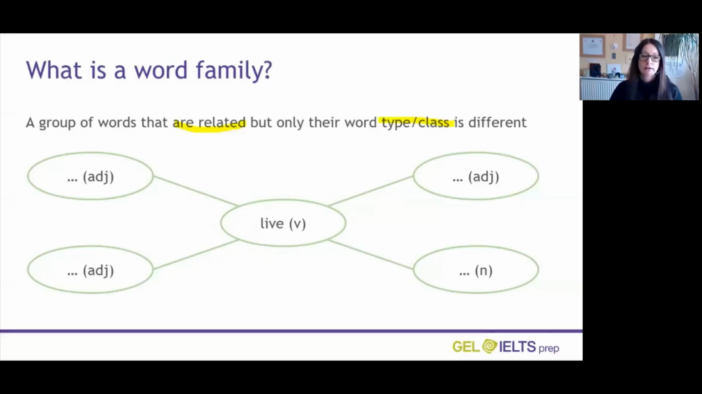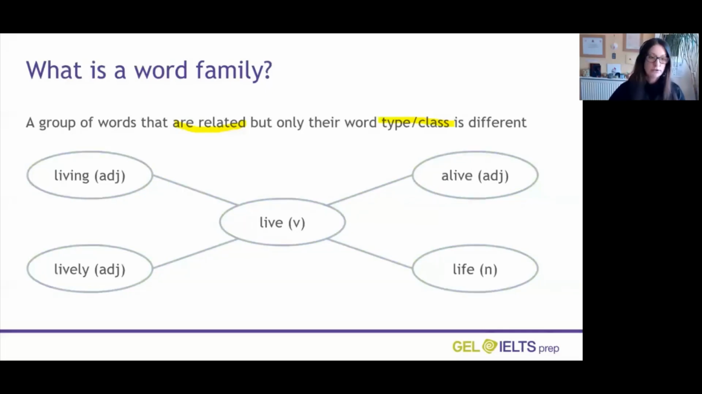Okay, so here are the answers on screen. What we can see, in fact, is that the word live has this stem to it. Yes, the verb live. From live, we can get the adjective living, we can get the adjective lively, or the adjective alive. Now, these are 3 different adjectives. We'd use them all in different situations or different contexts, but they all come from the same word family. And finally, we have a noun here, which is life.